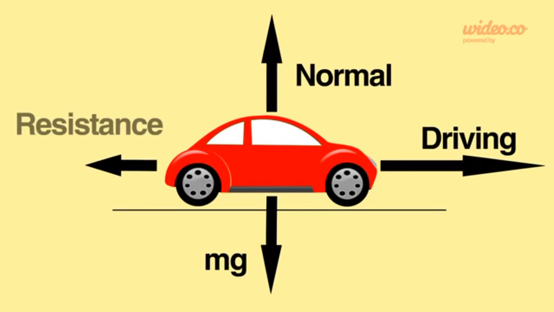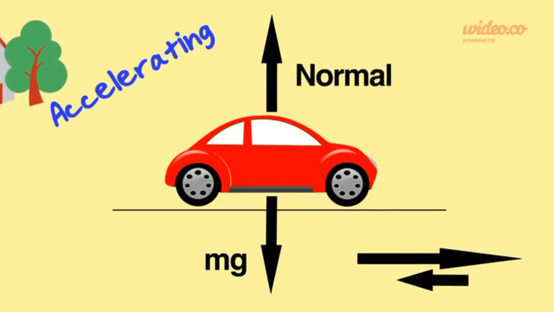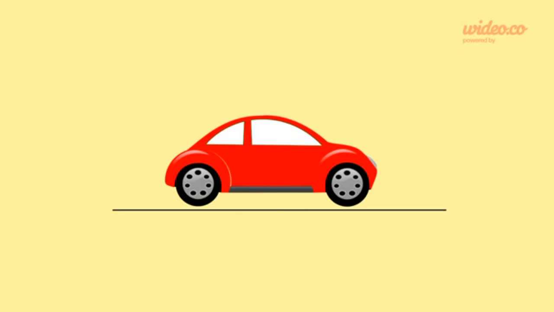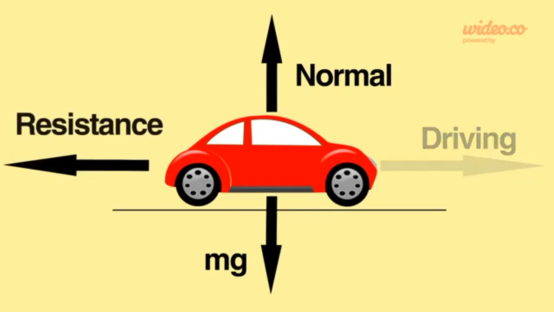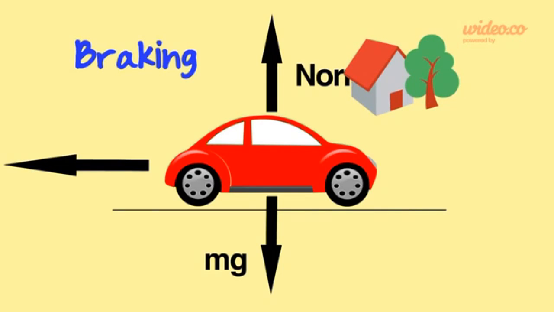If we go back to our car with its forces and we see that the driving force is greater than the resistance force, then we must have an overall net force in the forward direction. If we have an overall forward force, therefore we have acceleration in the forward direction. If we have a resistance force which is greater than our driving force, then we have a situation which is braking. If there is no driving force, we'll eventually make the car come to a complete stop.